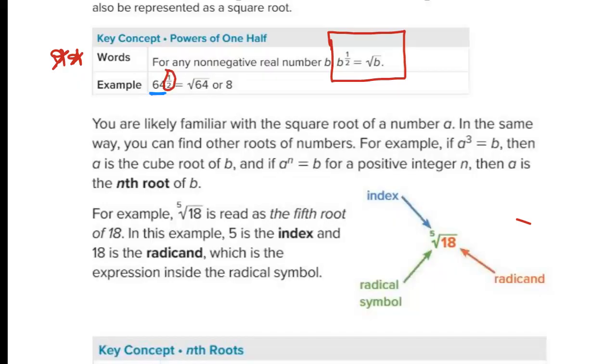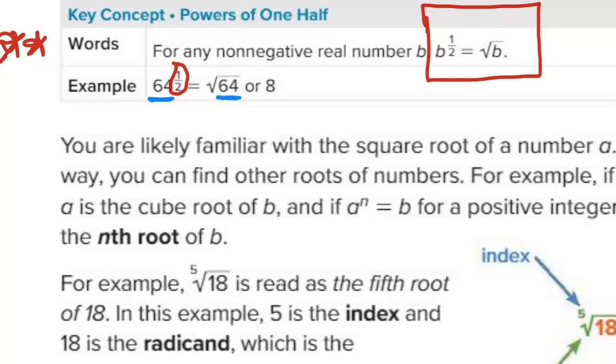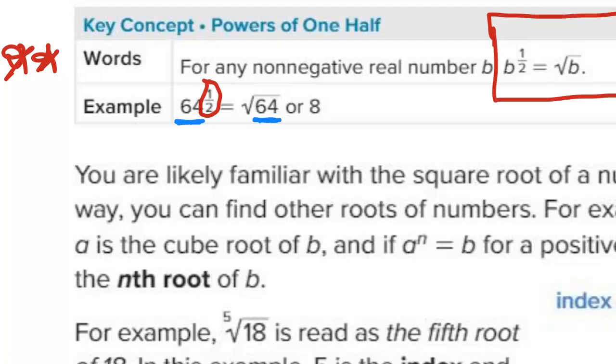So b is your base. So in the example, we have 64 is the base and 1/2 is your exponent. Okay? Now, what does that mean? Your base, whatever your base is, becomes what goes inside the radical. Okay? The 1/2, even though it's not written, that 1 goes right here. That's like putting a 1 on it. So that's putting the exponent to the base.